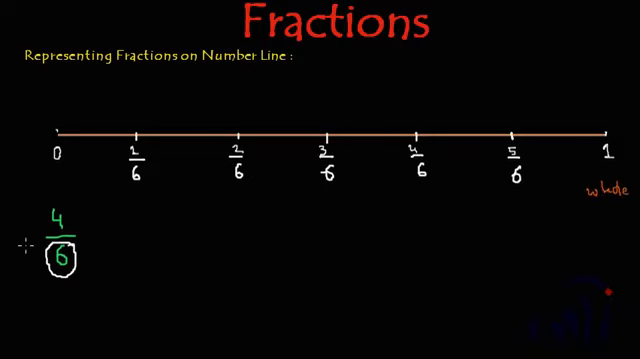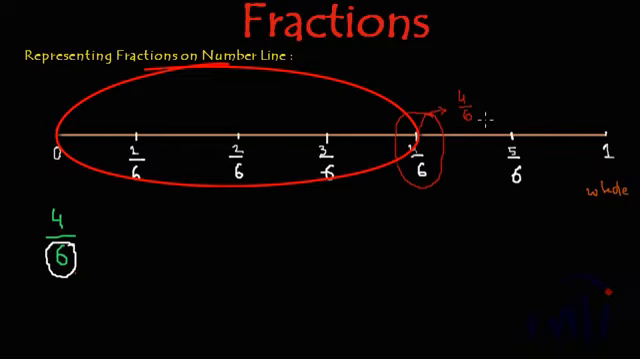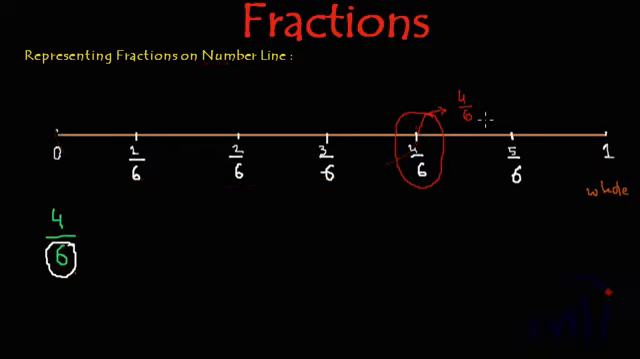right? And what we were supposed to represent originally? Originally we were supposed to represent 4 by 6. So where do we have 4 by 6? This is the 4 by 6. So this point actually represents 4/6 of the part, right? And this much portion of the line is equal to 4 by 6. So this is the way we represent any fraction on the number line.